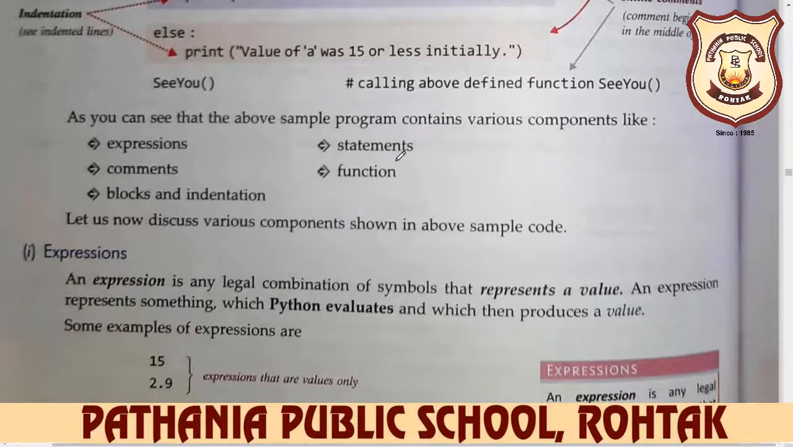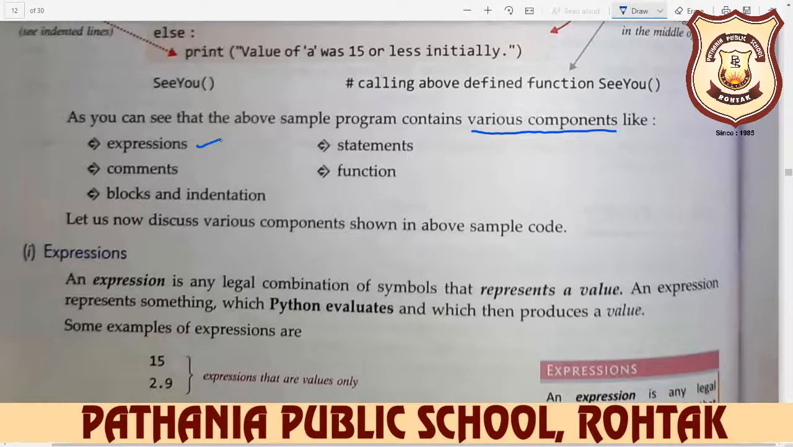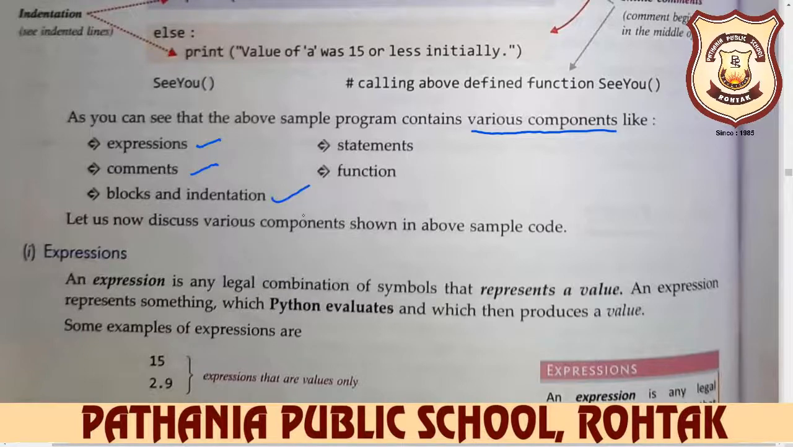When you create a program, various components are required. For creating a Python program, we need various components. The first one is expression, and we need comments, blocks and indents, statements, and functions. These five components we require to create any program, in any Python program, in any C++ program, or in any language program. Here we discuss the first component, expression.